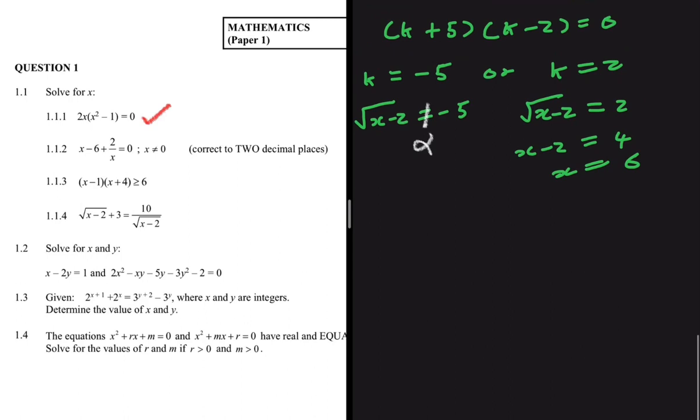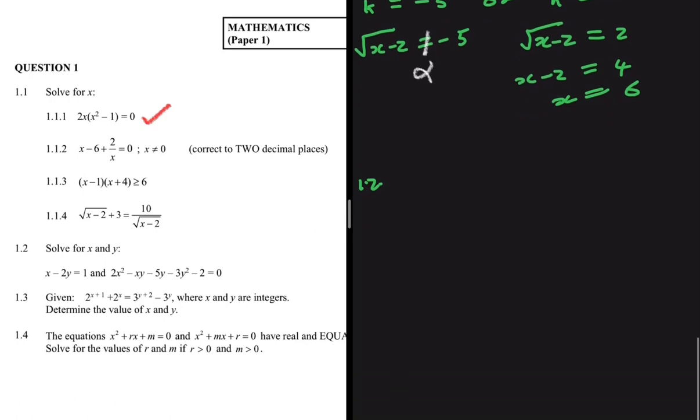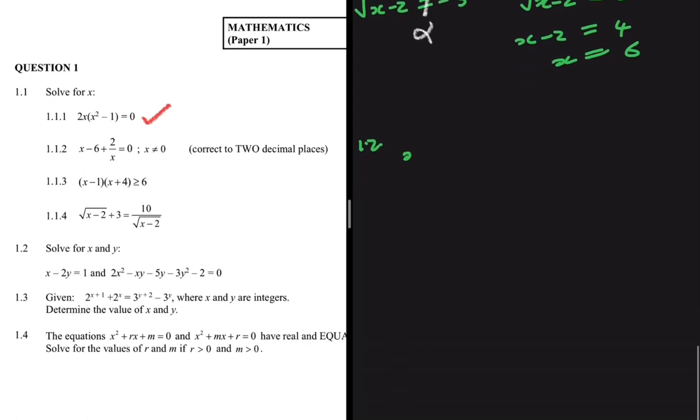Let's go ahead and do 1.2. So in 1.2, we're supposed to solve for x and y. Well, we have x minus 2y being equal to 1. I can just make x the subject of the formula here. If you make y the subject, it becomes a bit complicated, so let's just make x the subject. x is equal to 1 plus 2y. We can just call this our equation 1.